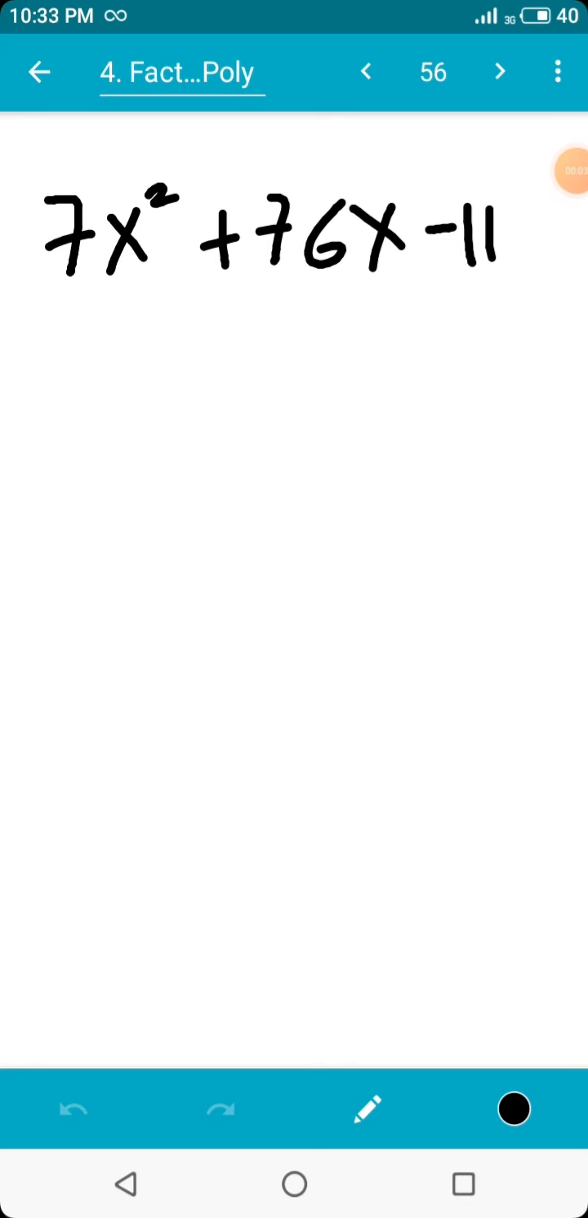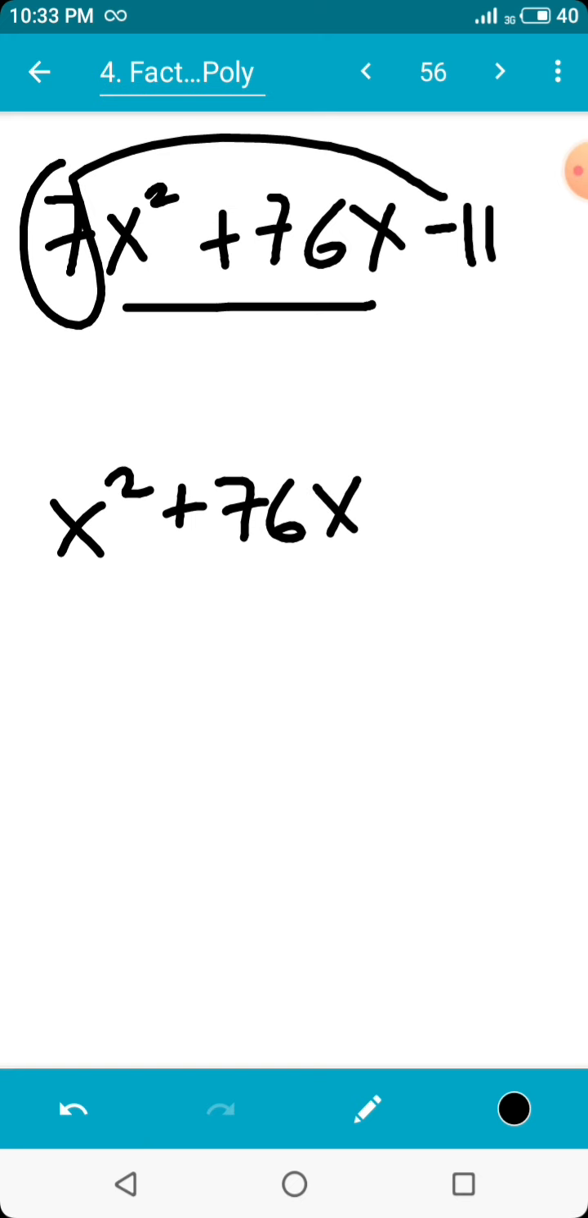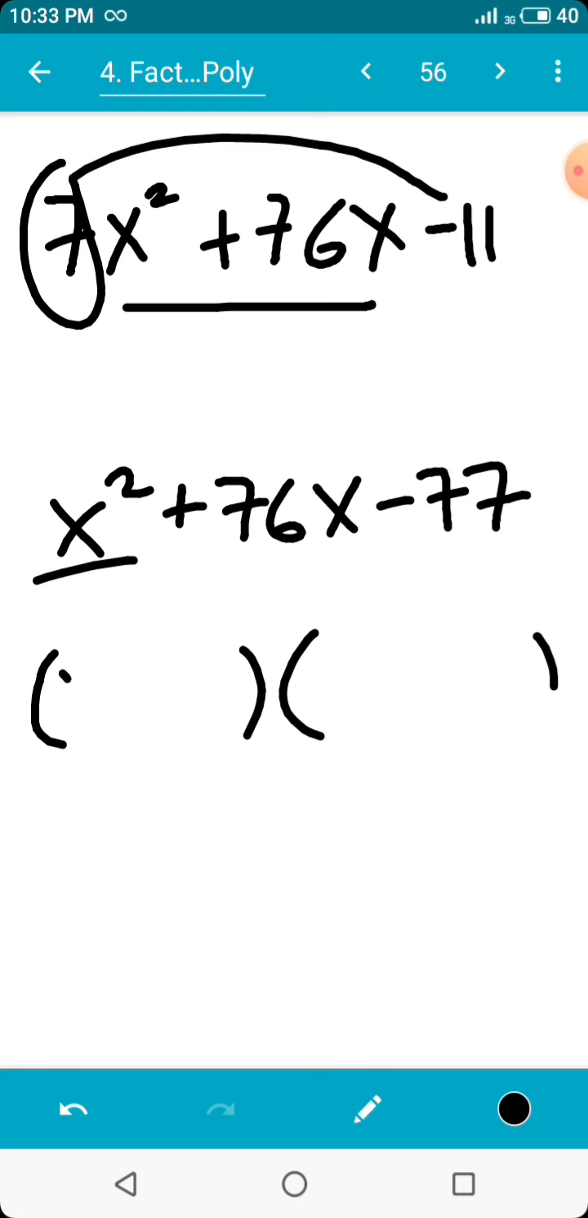Okay, so kunin naman natin yung factors ng 7x squared plus 76x minus 11. Okay? So, the first method, ibaba muna natin to. So, we have x squared and then plus 76x. And then, itong coefficient natin, i-times natin dito sa constant term. So, we have negative 77. Okay? And then, kunin natin ang factors nila. So, factors ni x squared ay x times x. And then, isip tayo ng factors ng negative 77 na pag inadd ay positive 76.